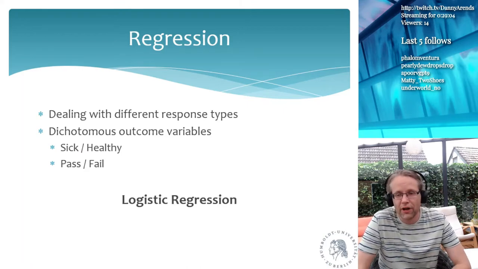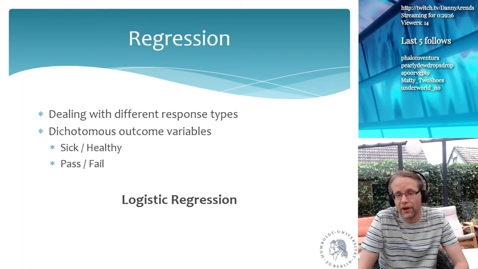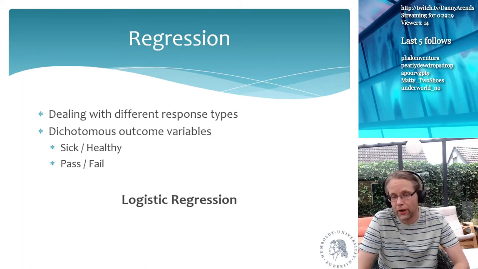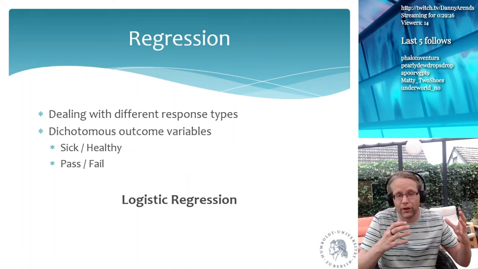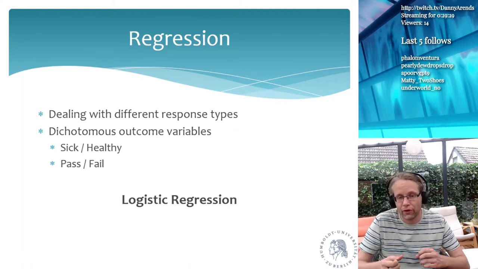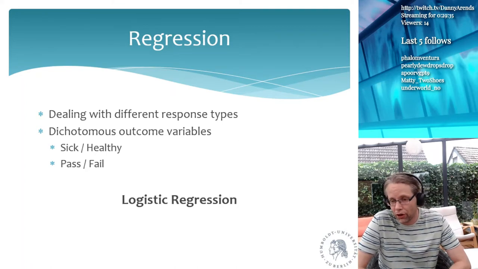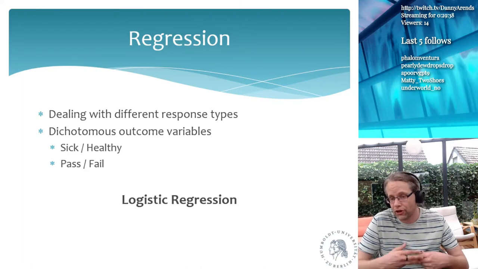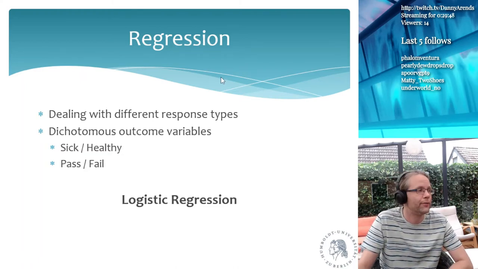So when we talk about regression, and we are talking about the final form of regression, so generalized linear models, then we're dealing with different response types. For example, we have a dichotomous outcome variable or a binary outcome variable: something happens, we have a certain amount of measurements, and in the end, we have someone who becomes sick or someone who stays healthy, or someone who passes an exam or someone who fails an exam. So when we are dealing with these types of regression, we're doing logistic regression, and that means that our response is not a continuous variable, like body weight or body length, but that we just have a dichotomous outcome. So either pass or fail.